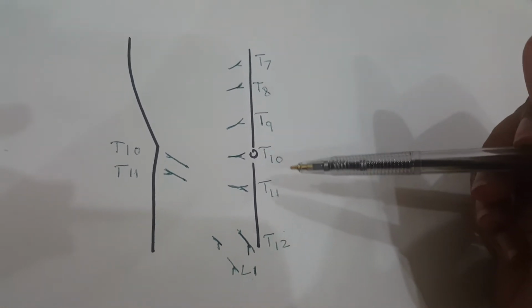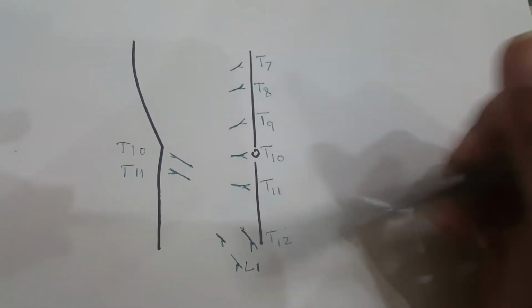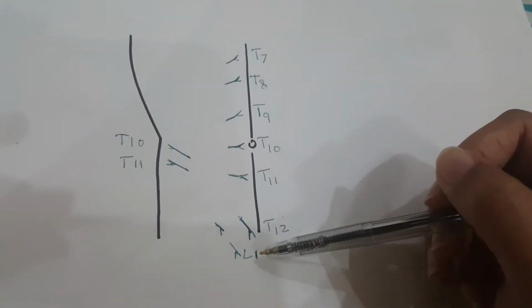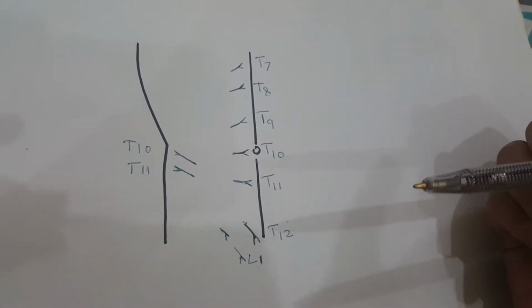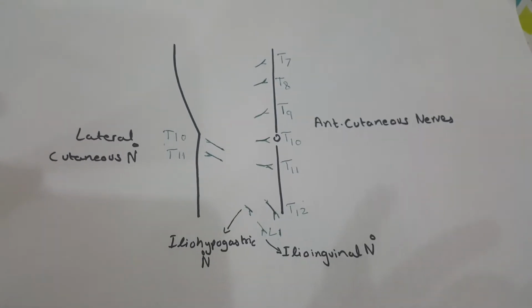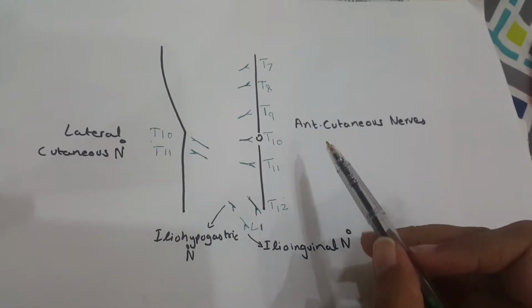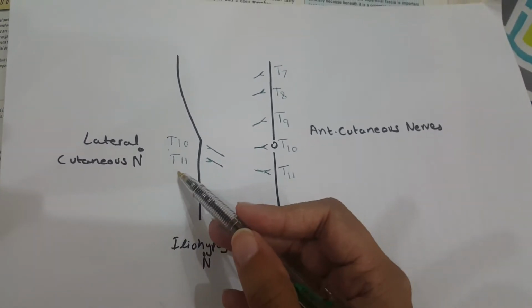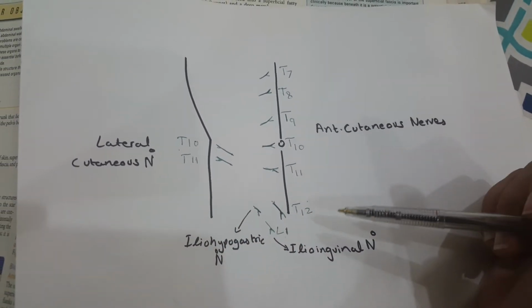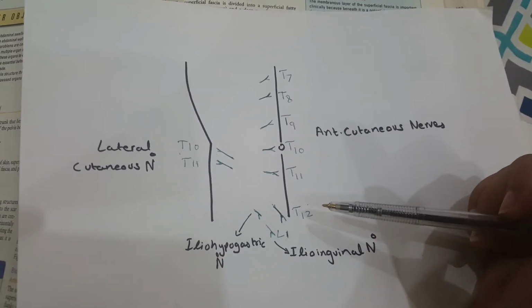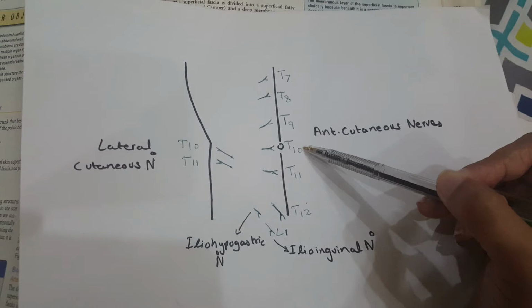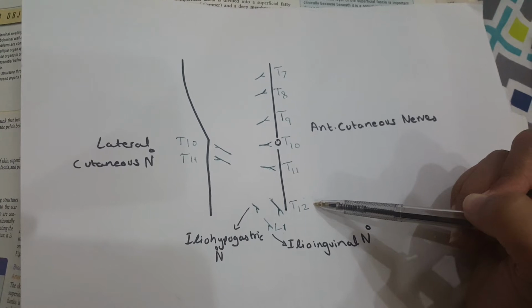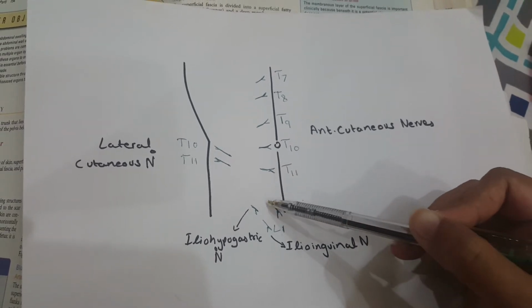Let us discuss the cutaneous nerves. The skin of the abdomen is supplied by the thoracic nerves T7, 8, 9, 10, 11, 12 and L1, which is the first lumbar nerve. So the skin of the anterior abdominal wall is innervated by the anterior cutaneous nerves, ilioinguinal nerve, iliohypogastric nerve, and lateral cutaneous nerves. The anterior cutaneous nerves are derived from the intercostal nerves. These are T7, T8, T9, T10 and T11, subcostal nerve T12 and iliohypogastric nerve, which is L1.